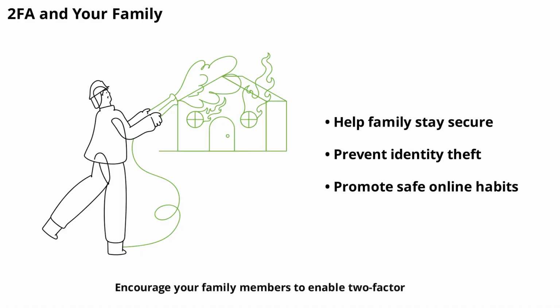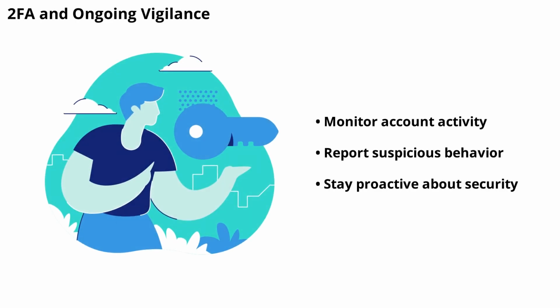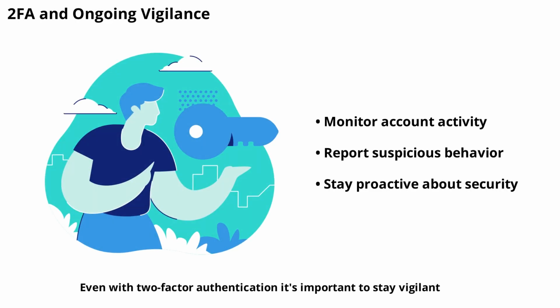Encourage your family members to enable two-factor authentication on their social security accounts as well. Helping loved ones secure their accounts protects them from identity theft and fraud. It's a simple step that can make a big difference for everyone. Even with two-factor authentication, it's important to stay vigilant. Regularly monitor your social security account for any unusual activity and report anything suspicious to the SSA right away. Security is an ongoing process, and your attention is a key part of it.